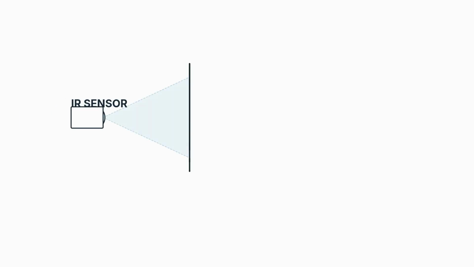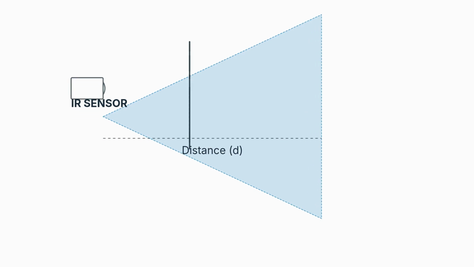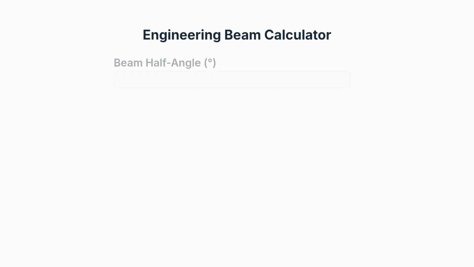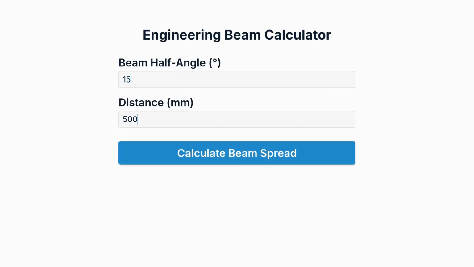Next is the distance field, where you input how far from the sensor you want to calculate the coverage. The distance dropdown offers 5 unit options: millimeters, centimeters, meters, inches, and feet. I'll select millimeters for this example. After entering your beam half-angle and distance values, click the Calculate Beam Spread button.